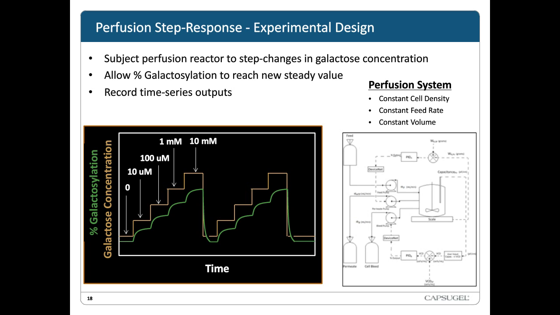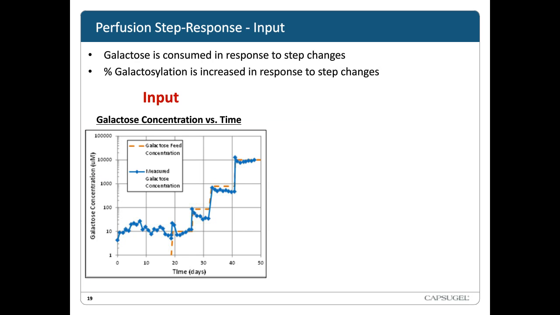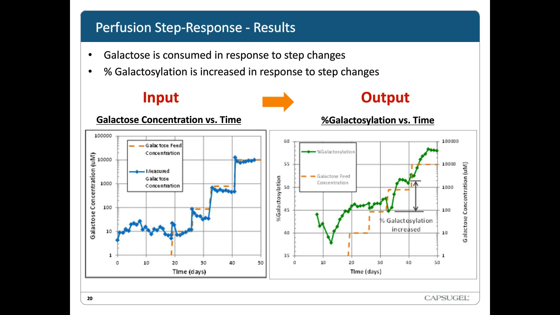So here's the input. This is the galactose concentration in the blue lines here. The idea is that we made steady step changes in the galactose concentration, and we're waiting to see the output response. The output response was the percent galactosylation. And you'll see the green line around 100 micromolar. Until the galactose reaches 100 micromolar, there wasn't a lot of control linkage between galactose and galactosylation. But after 100 micromolar, you started to see a response from the cells, increasing the percent galactosylation.